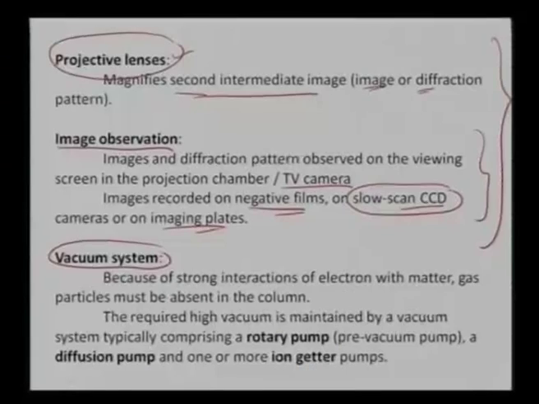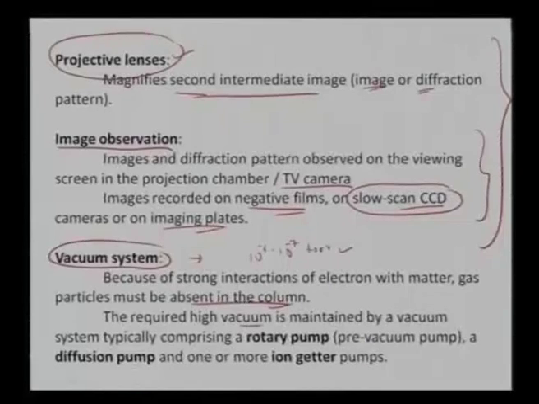So to disallow any interaction with matter or with gas, the gas particles should be absent in the column. For that I definitely need a vacuum system, and here I require a very high vacuum, approximately 10 to the power minus 6 to 10 to the power minus 7 torr. So this is a very high vacuum which is being utilized here, so that electrons can continue without any interaction with the nearby gases.